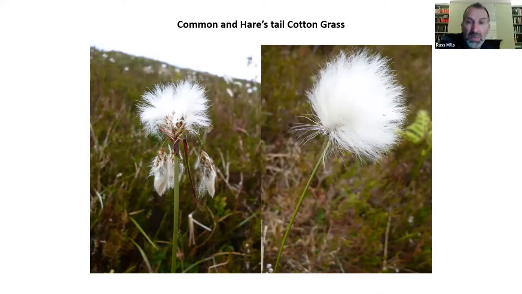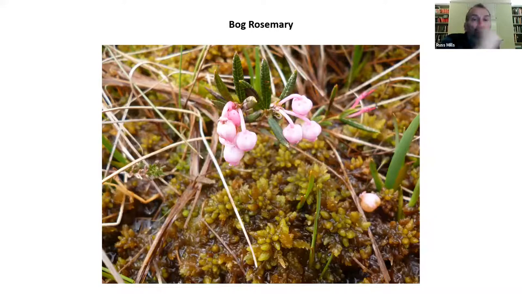Another beautiful little plant of the bogs is bog rosemary. It's quite rare, but it's locally common. So overall throughout the country it's quite rare, but where the conditions are ideal, it's quite commonly found in that place. It's called bog rosemary, but it's actually a member of the heath family, so it's more closely related to the heathers we looked at earlier on. It has these little pale pink bell-like flowers and glossy, narrow leaves, about a centimetre and a half long, that look a bit like rosemary leaves.